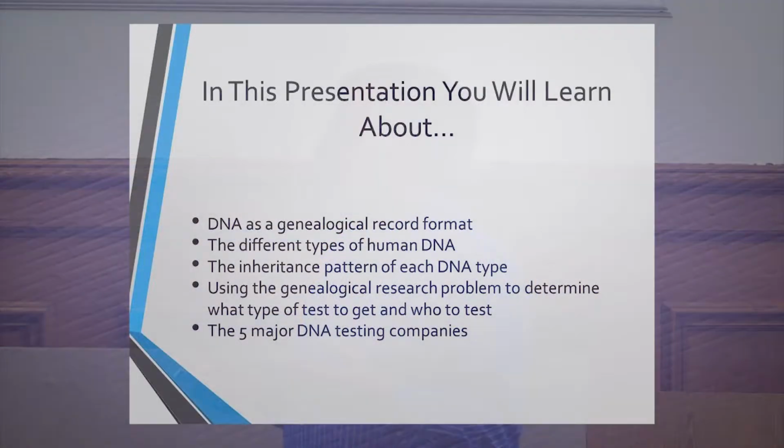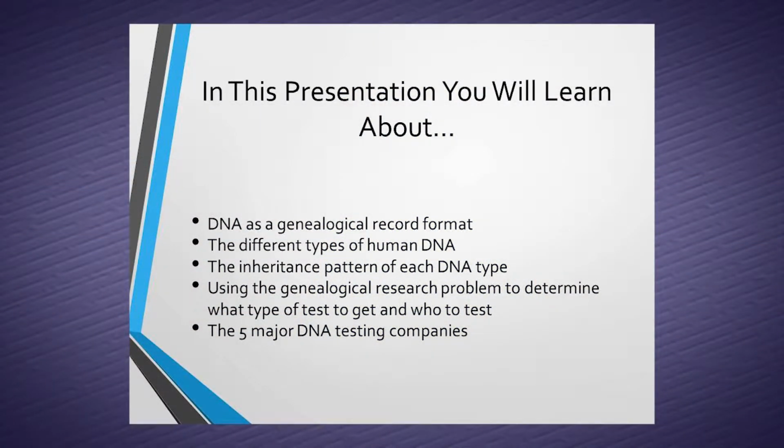I'm going to talk about DNA as a genealogical record format. In other words, the idea that it is a record for genealogy just like any other. I'm going to talk about the fact that there are different types of human DNA that we need to be aware of, not just one type, but many. Each one has its own inheritance pattern, and you have to understand how each type is inherited. I'm going to talk about how you will then use the research problem or question you might have about your own family to figure out what test to take or who should take the test.